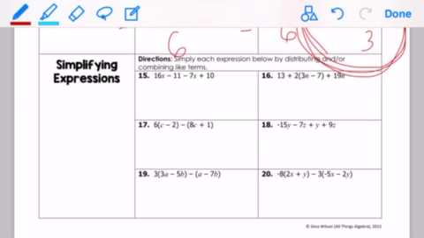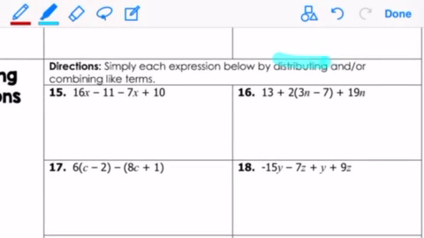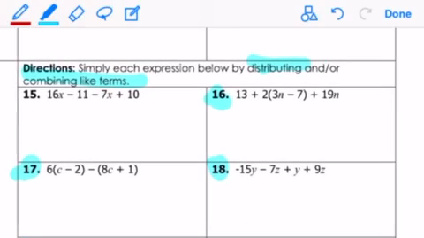Simplifying expressions. So we're going to distribute and then combine like terms here. It's very important you do that in the correct order. So distribute and then combine like terms. All right. Let's do 16, 17, 18. All right. So 13, the first step is to distribute. So that 2 needs to be distributed to the 3n and the minus 7. Okay. So 2 times 3n is 6n. I'm going to put plus 6n because it's positive. And then 2 times negative 7 is negative 14. So minus 14. Bring everything else down.